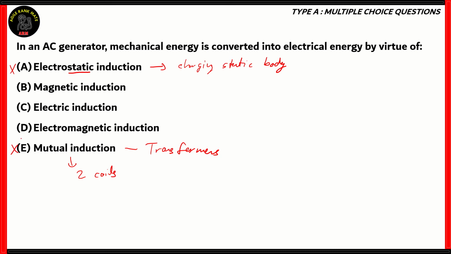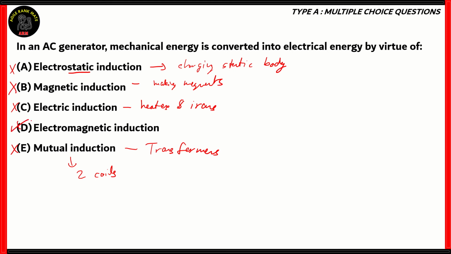What about option C, electric induction? Electric induction is used for creating heaters and irons, where you are passing electricity through a coil, and then it becomes hot, and then you use that heat for various purposes. So option C is incorrect. Option B, magnetic induction. This involves making magnets by rubbing magnets with another and so on. So therefore option B is incorrect.